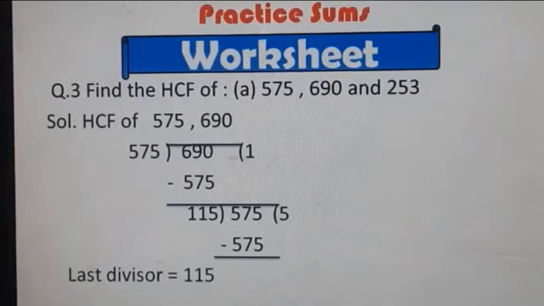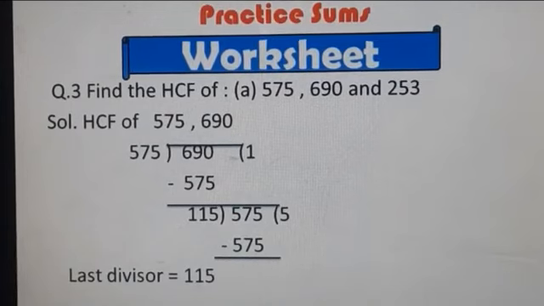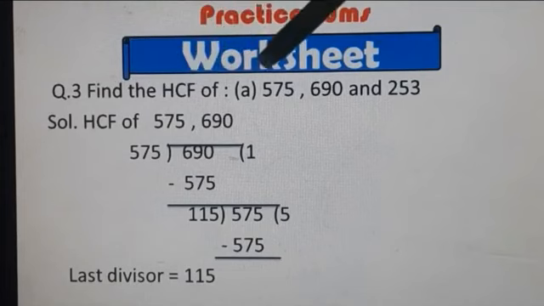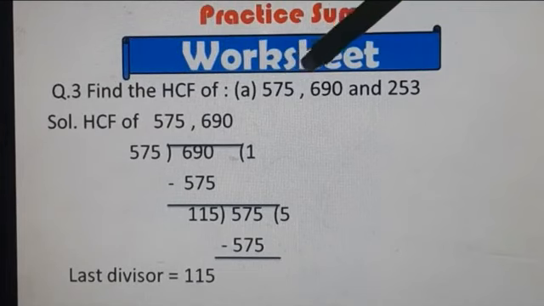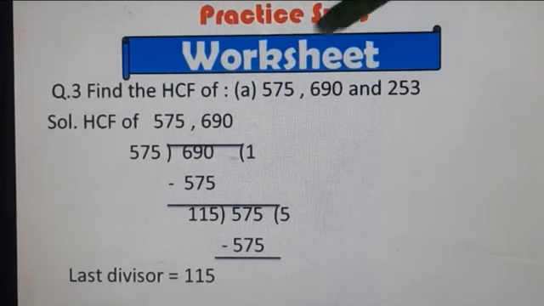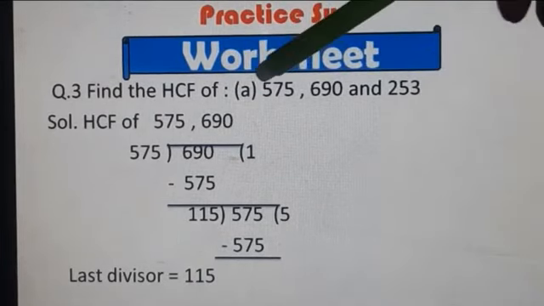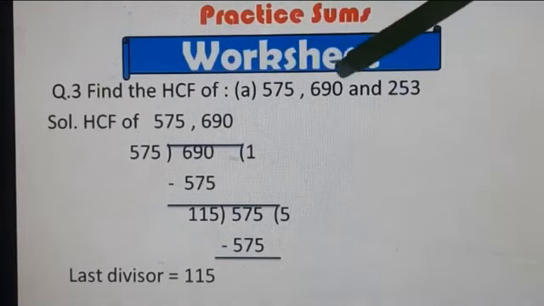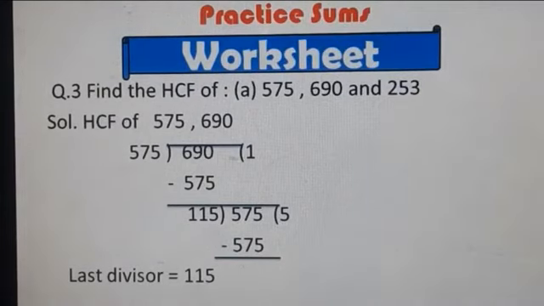Now we will take some practice questions from our worksheet. Question number 3 is given in our worksheet. Find the HCF of 575, 690 and 253. So 3 numbers are given. So we will take first any two numbers. So we are taking 575, 690. कोई भी दो नंबर आप ले सकते हैं.